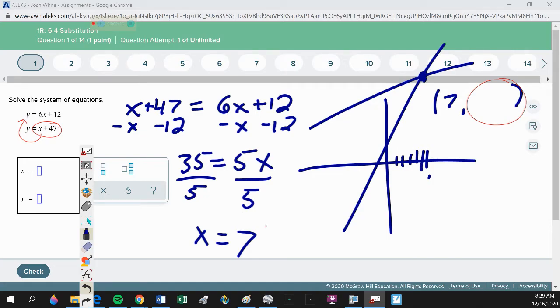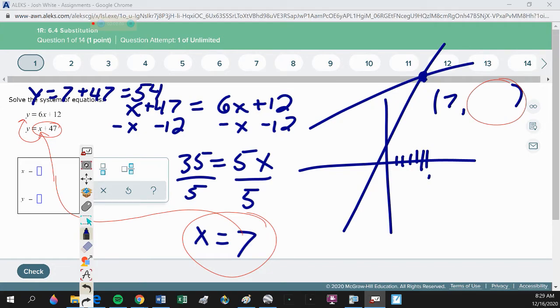I'm going to substitute again, and I plug in that 7. Does it matter which x I plug it into? No, they'll both work. So if I put that 7 right here, I get y equals 7 plus 47, which is 54. So I now know my intersection occurs at 7 comma 54. And that's how substitution works.